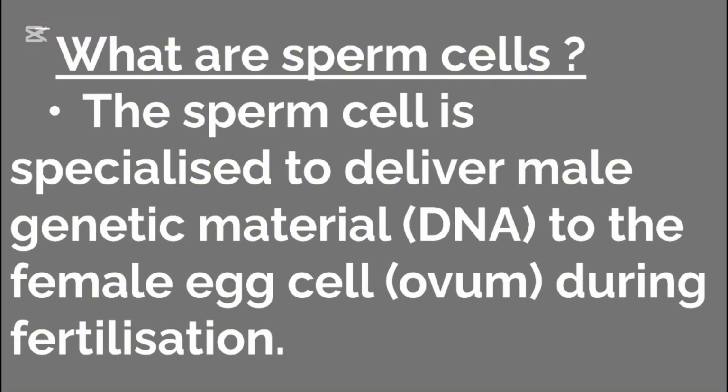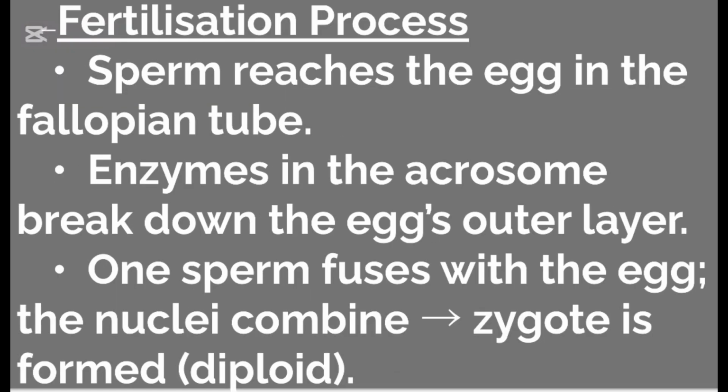The sperm cell is specialized to deliver male genetic material, which is the DNA, to the female egg cell during fertilization. During the fertilization process, the sperm reaches the egg in the fallopian tube of the female, and enzymes in the acrosome, which is present in the head of the sperm, break down the egg's outer layer, and one sperm fuses with the egg, and the nuclei combine and a zygote is formed, which is diploid.